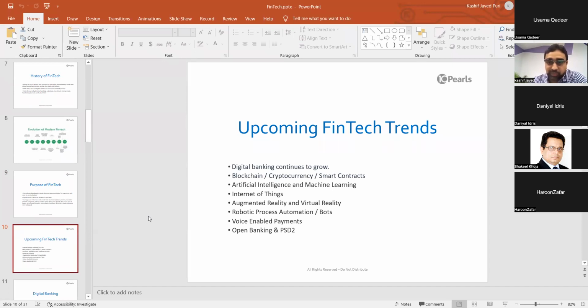Some of the upcoming trends which we will be discussing in the next section. The first one is digital banking. This is already there and has a long history, but we'll see what the future of digital banking will be. Then blockchain, cryptocurrency, and smart contracts, and how they are playing an important role. Artificial intelligence and machine learning, which were earlier expensive, but with every passing day these technologies are getting cheaper and people are using them. Then the Internet of Things, which also has a long history, but we'll discuss how it is now changing. Then augmented reality and virtual reality, RPA and bots, voice-enabled payments, and open banking and PSD2.